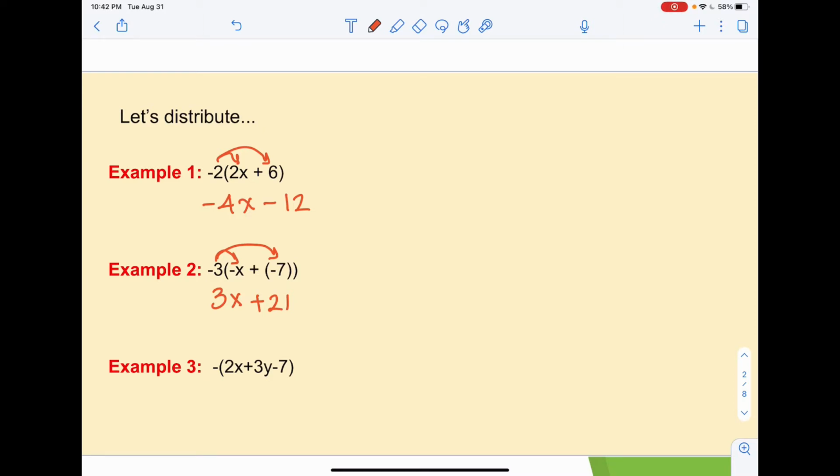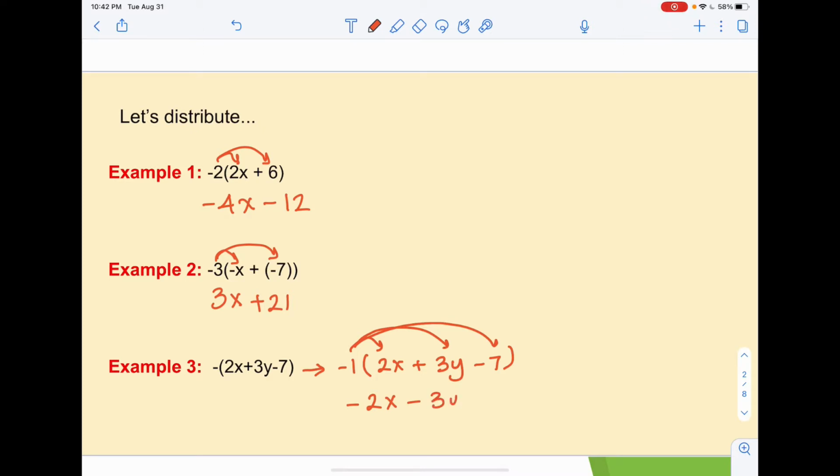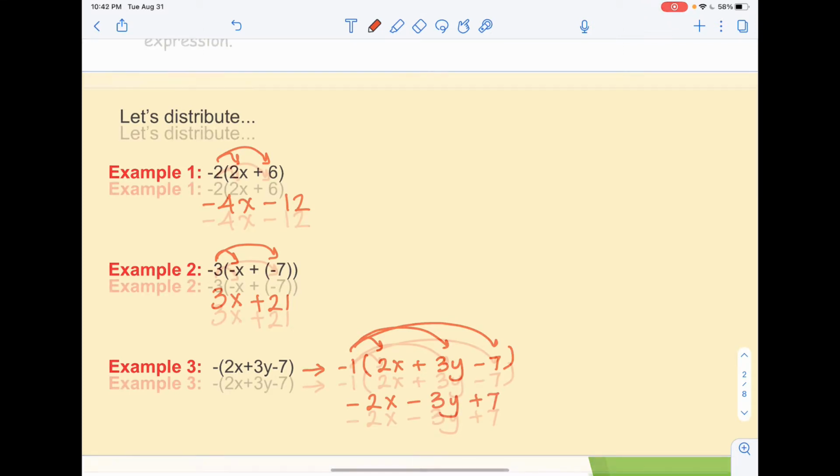Let's rewrite the next expression. Negative 1 times 2x plus 3y minus 7. If there's a negative sign outside the parentheses, it's the same thing as a negative 1. So we will distribute negative 1 over 2x, 3y, and negative 7. From here, it is going to be negative 2x, negative 3y, and positive 7.